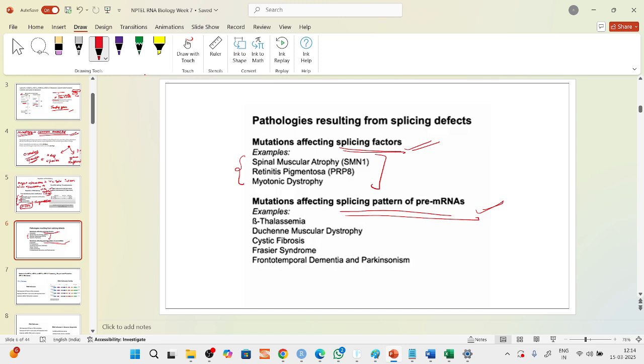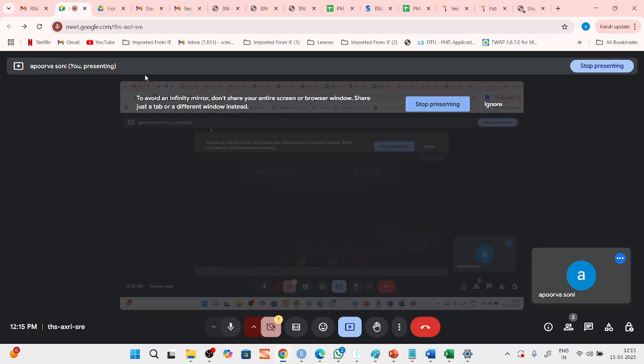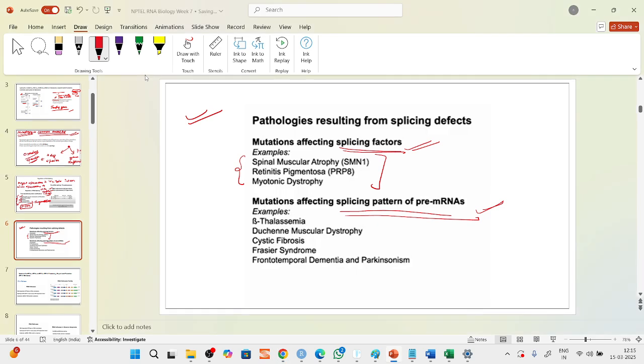And if there is any effect in the splicing pattern of the pre-mRNAs, then you can have beta thalassemia, muscular dystrophy, cystic fibrosis, Frasier syndrome, or you can have frontotemporal dementia and Parkinson disease also. Okay, so just to tell that each and every, even a small molecular biology process that we study, even a very small biological process, can have a greater or a larger impact.